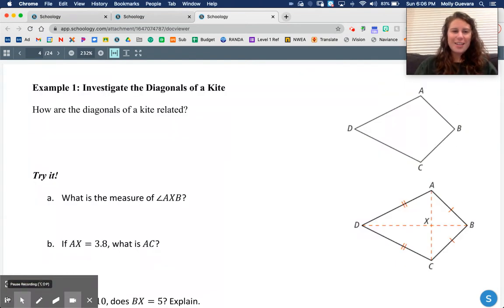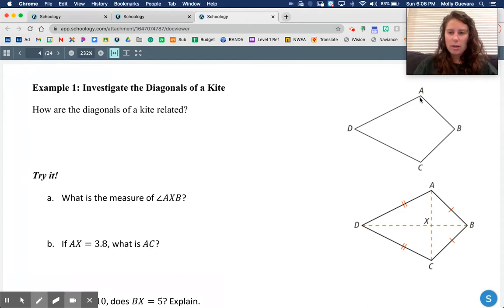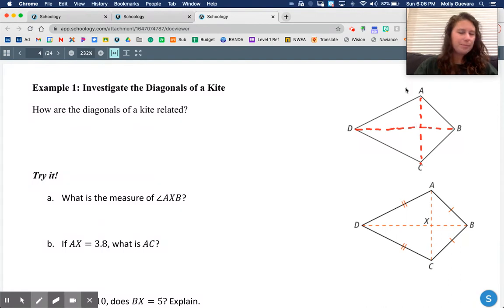All right, so let's start here with example 1. Example 1 says, how are the diagonals of a kite related? So let's look at the diagonals. I'm going to draw these, keeping in mind that I'm not the best artist, right? There's one diagonal, and there is the other. Perfect. So how are these diagonals related?